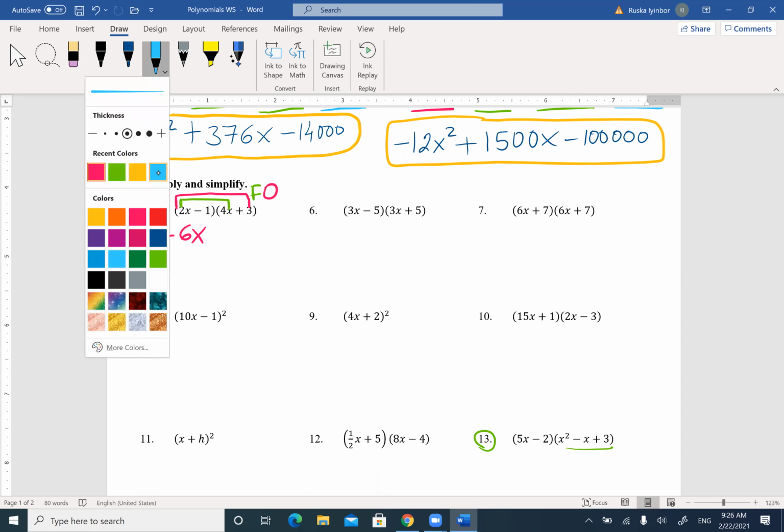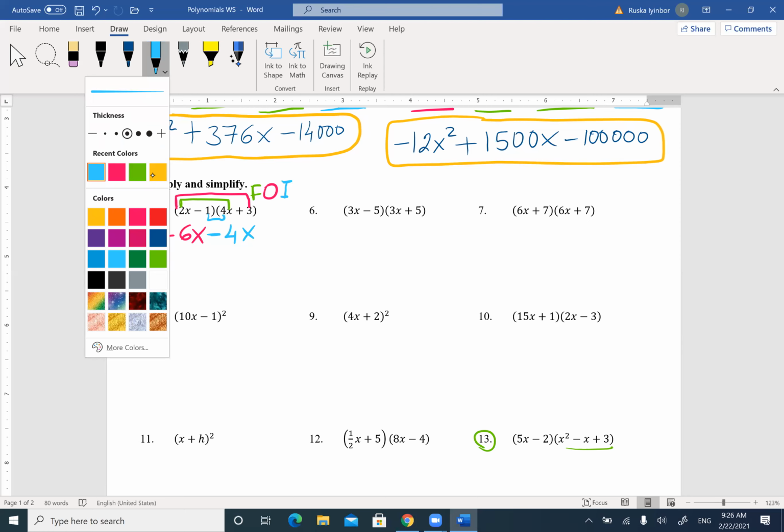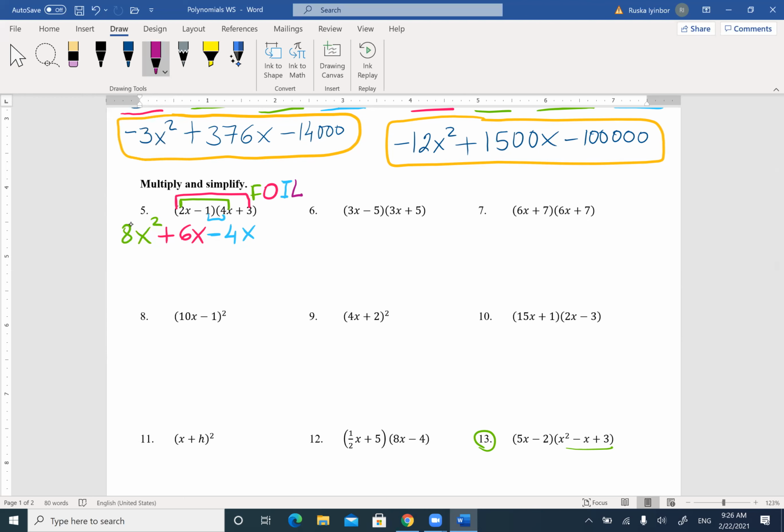And then the letter I stands for the insides. So multiplying the insides, negative 1 times 4x. So that's negative 4x. Okay? Then the letter L stands for the last. Let's use this color. And you're multiplying negative 1 and 3. These are the last in each group. So it's going to be negative 3. Okay? So when you do FOIL, first, outside, inside, last, that's what you're going to get.